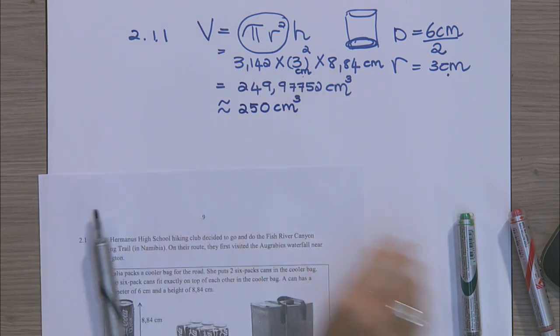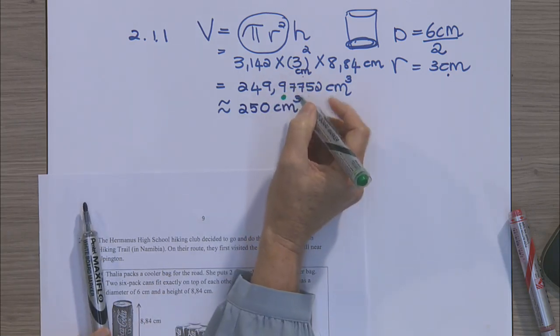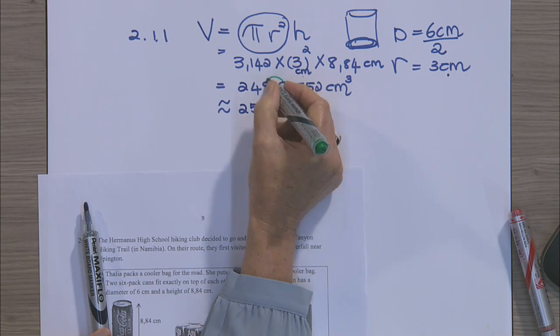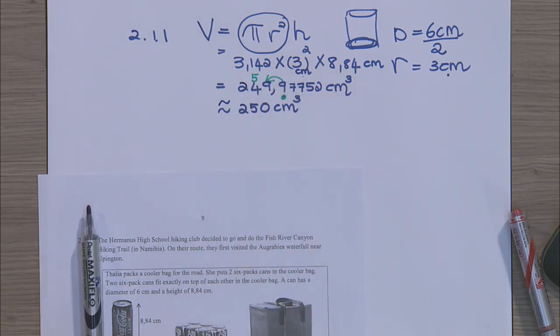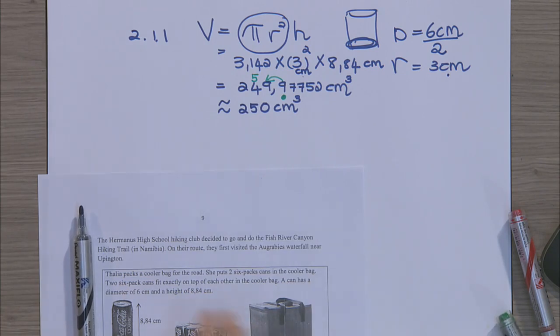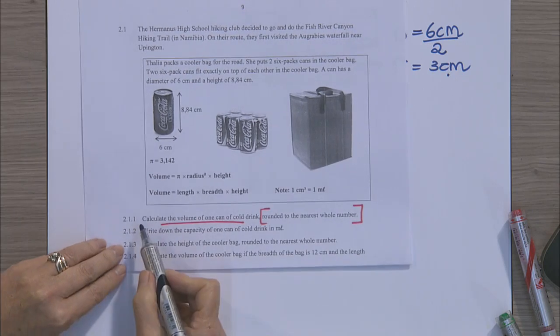I'm going to do it again. To the nearest whole number, you're going to look at the first decimal. It's a 9. The 9 is going to have an influence on this 9. It's going to change it to a 0. It's going to carry over, and that is going to become a 5. Therefore, 250 centimeters cubed. That was question 2.1.1.